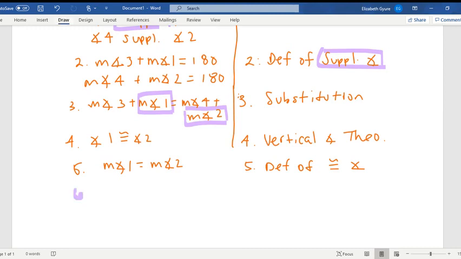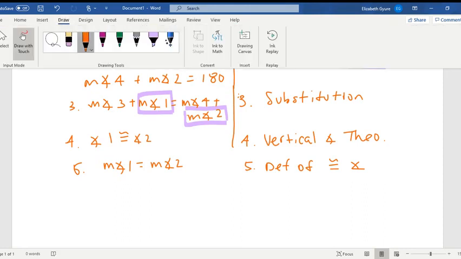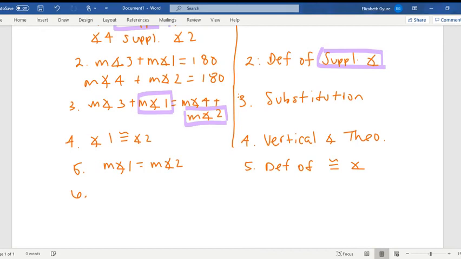So step 6 is going to be that the measure of angle 3 equals the measure of angle 4. Good. And then Sydney told us that is the subtraction property. I like where we are so far. We're so close, right? What's the last thing we need to do?